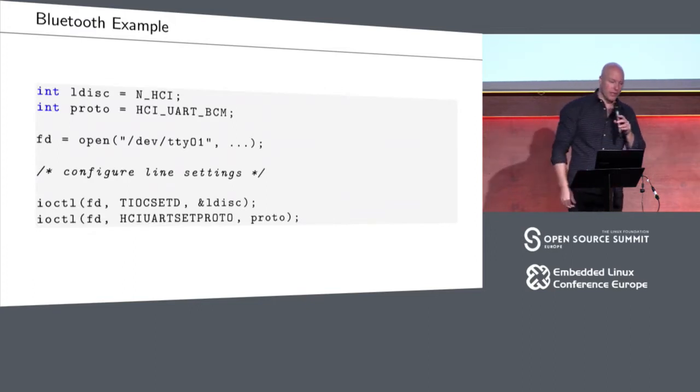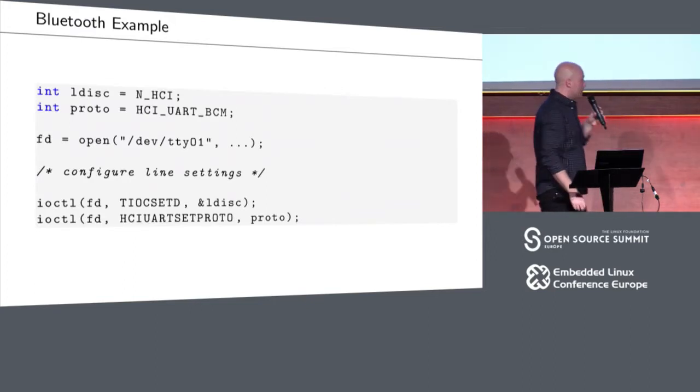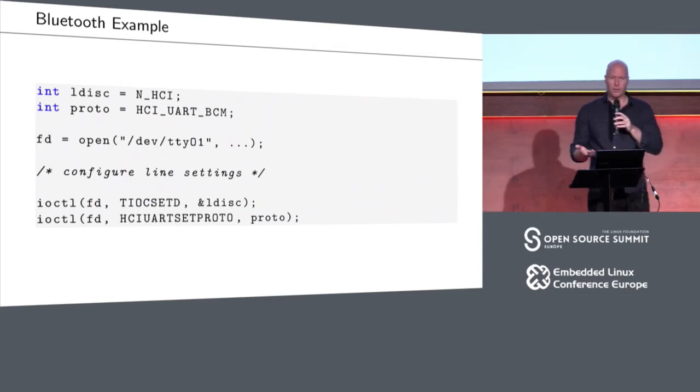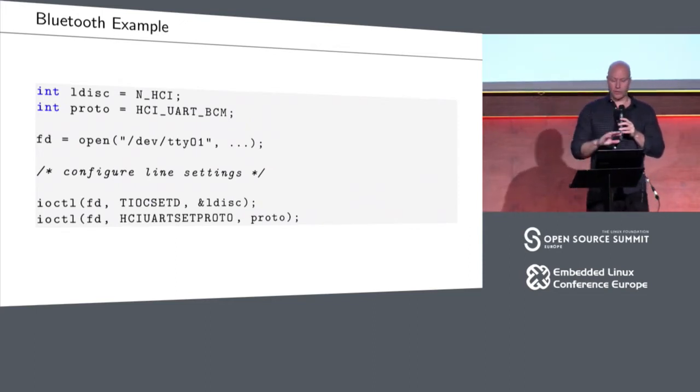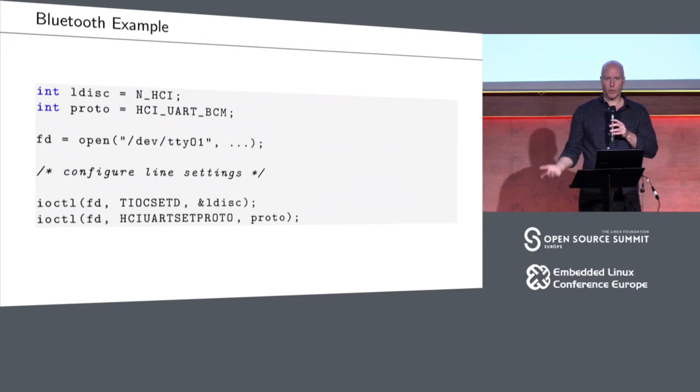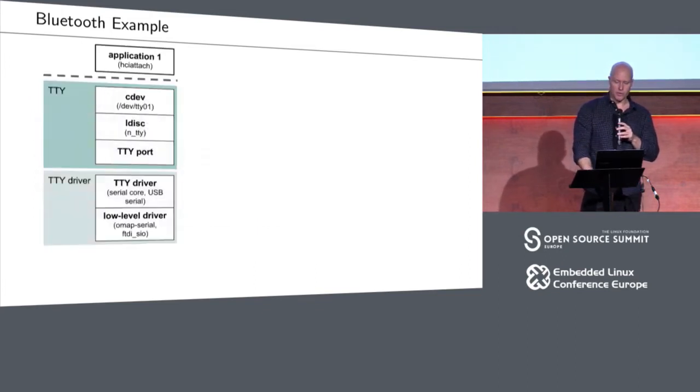So a quick example here, Bluetooth. This is essentially what the HCI attach daemon needs to do. Open the port, configure the baud rate, and so on. Switch the line discipline, and in the Bluetooth case, you also need to specify which Bluetooth protocol to use. And it's only when this last IO control is executed that the actual HCI device becomes available for user space to use. So graphically, we have something like this.